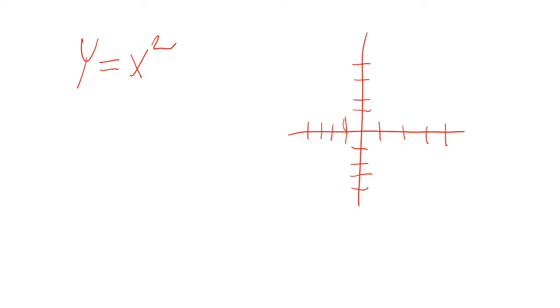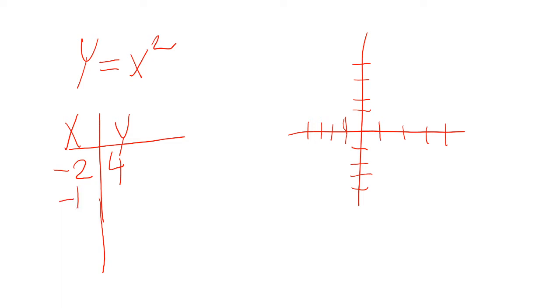Now, let's just start plugging in some values. I'm going to create a table here. We're going to put in an x value. We're going to put in x = -2. -2 squared, that's 4. Now we're going to put in a -1. -1 squared, that's 1. Now we're going to put in 0. 0 squared, that's 0. We get back a 0.